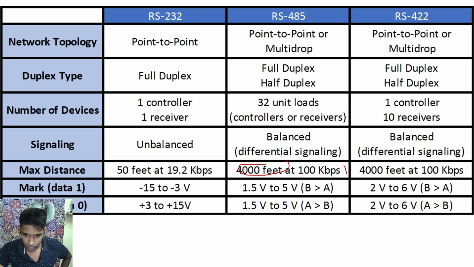And the voltage level is also defined here. So here, see, RS485 has a differential limit. It is not an absolute voltage that is marked. It is a differential voltage that is marked, B greater than A and A greater than B. That is to be noted.